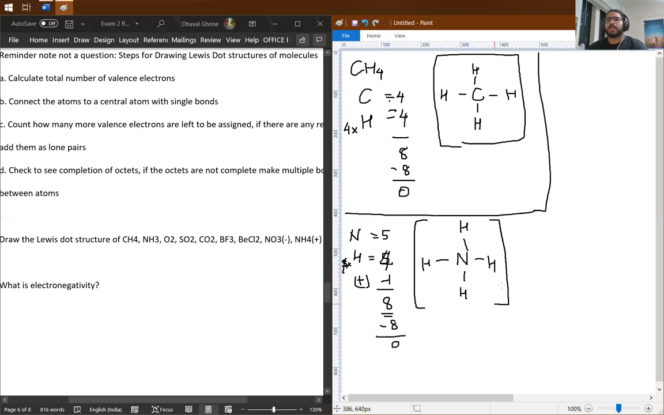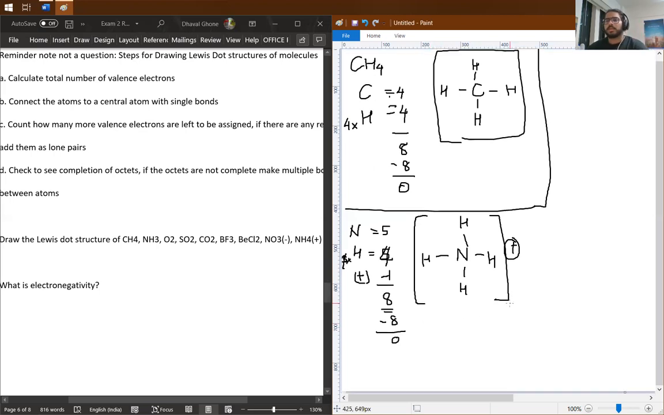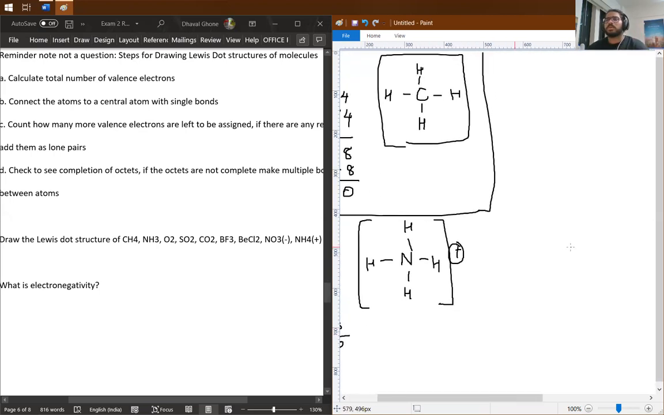I can go ahead and put a bracket and a plus sign because it's NH4 plus. But that's my final structure for the compound. Okay, let's try drawing one more.